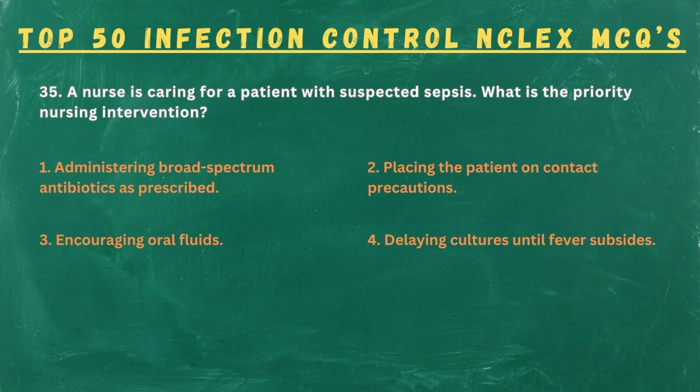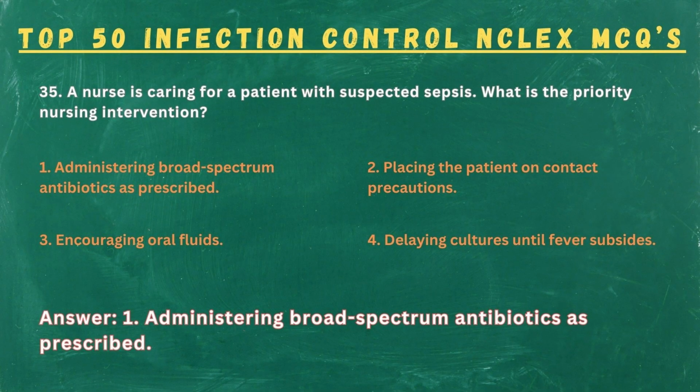35. A nurse is caring for a patient with suspected sepsis. What is the priority nursing intervention? 1. Administering broad-spectrum antibiotics as prescribed. 2. Placing the patient on contact precautions. 3. Encouraging oral fluids. 4. Delaying cultures until fever subsides. Answer: 1. Administering broad-spectrum antibiotics as prescribed.